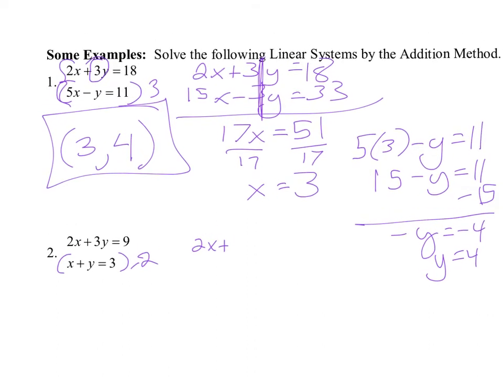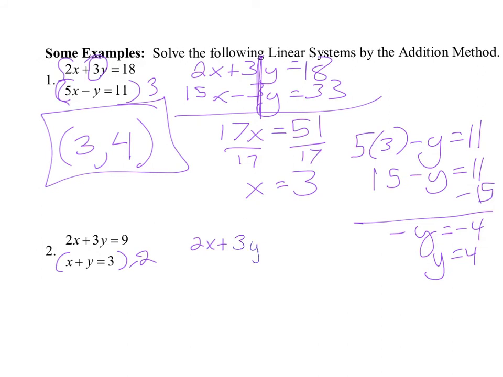2x plus 3y equals 9. When I multiply the lower by -2, I have -2x minus 2y equals -6. Add these together. These disappear. I end up with y equals, because 3 minus 2 is 1, y equals 9 minus 6 is 3, so y is 3. Woohoo! Okay, we got that one.